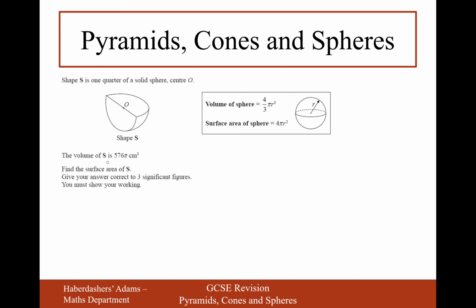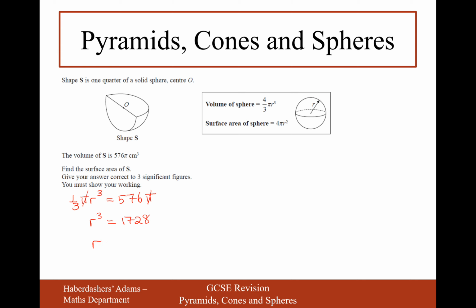Okay, this question here looks a little bit challenging. The volume of S is 576 pi centimetres cubed. So this is a quarter of a sphere. So if it's a quarter of a sphere, it's just going to be 1/3 pi r cubed, because we've got 4/3 for the whole thing, so it just must be 1/3 for a quarter of it. And this will equal 576 pi. So cancel out pi on both sides and times by 3 onto the other side. You'll get 576 times 3, which is 1728.